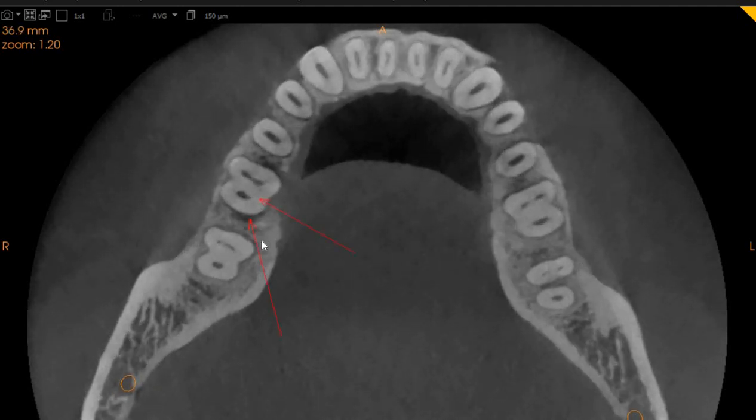So the fracture is definitely extending, and you can also see a radiolucency right here, which is significant of a fracture line extending into the crestal bone regions. So this tooth is definitely showing signs of fracture. This is the lower right 6 that is showing signs of fracture.